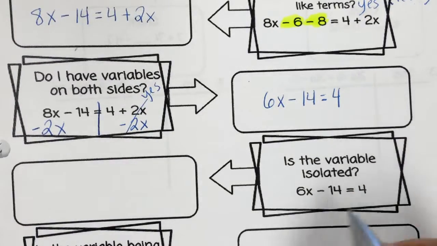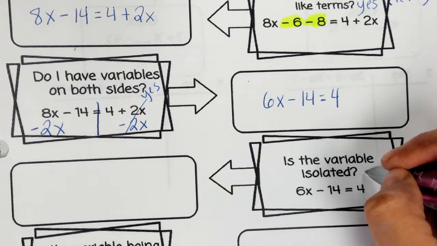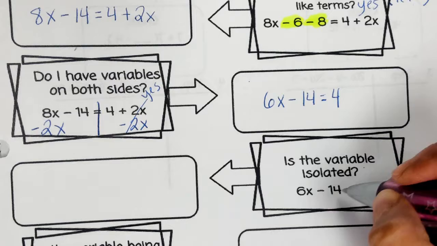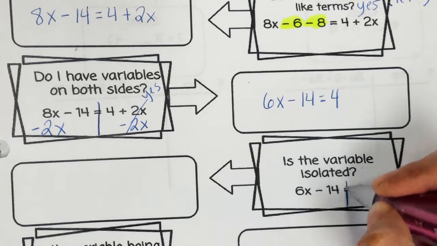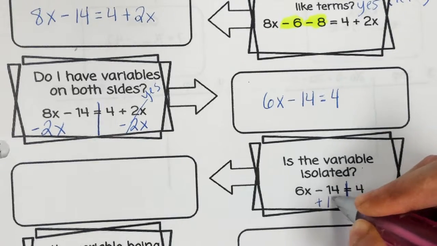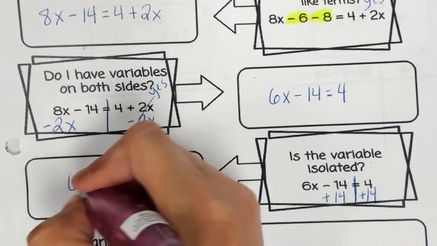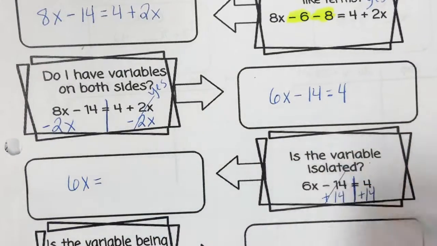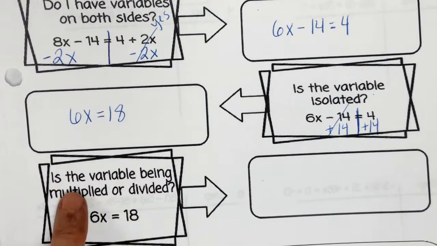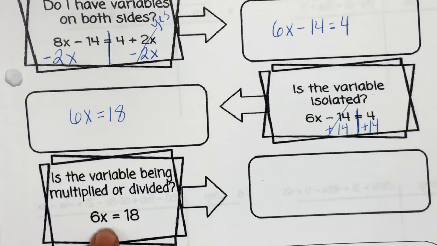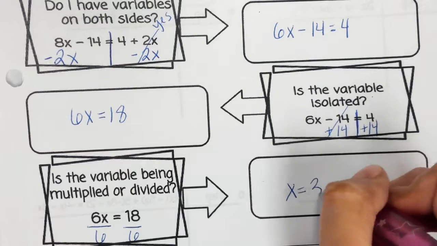Okay, next step. Is the variable isolated? Like, is this variable by itself? No. So that means I have to get rid of this 14, and then I have to get rid of the 6. So how do I get rid of the 14? Plus 14. So I have 6x is equal to 18. And is the variable being multiplied or divided? To solve it, I need to divide. X equals 3.